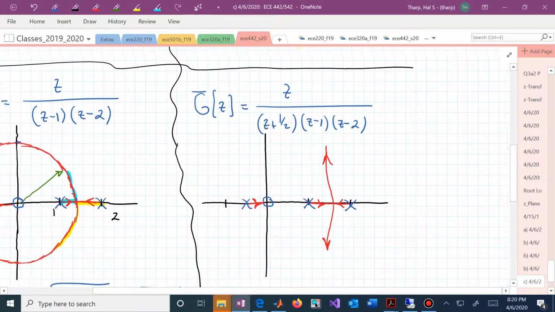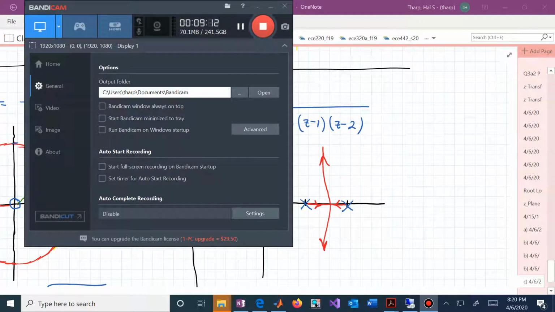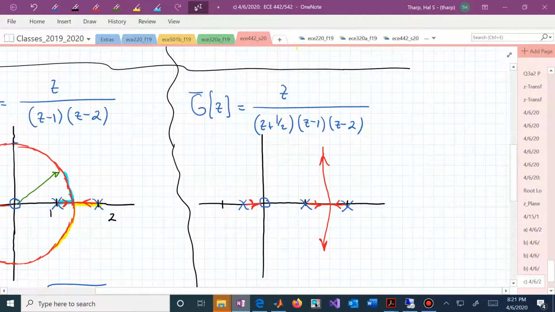Let's look at a more complicated example. Now we have a third order system. We have a pole at 2, a pole at 1, and a pole at -1/2, and we have a 0 at the origin. We can find the values of the real axis, or the line segments on the entire real line, that belong to the root locus by looking at the phase angle condition.